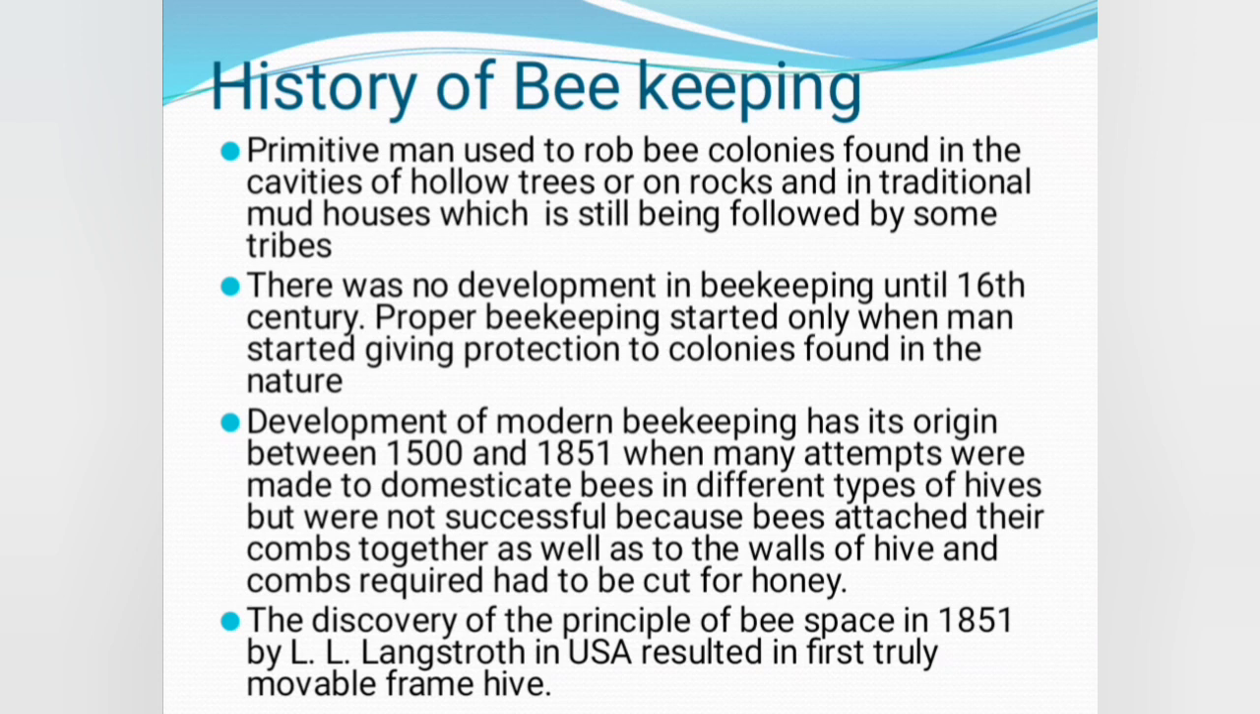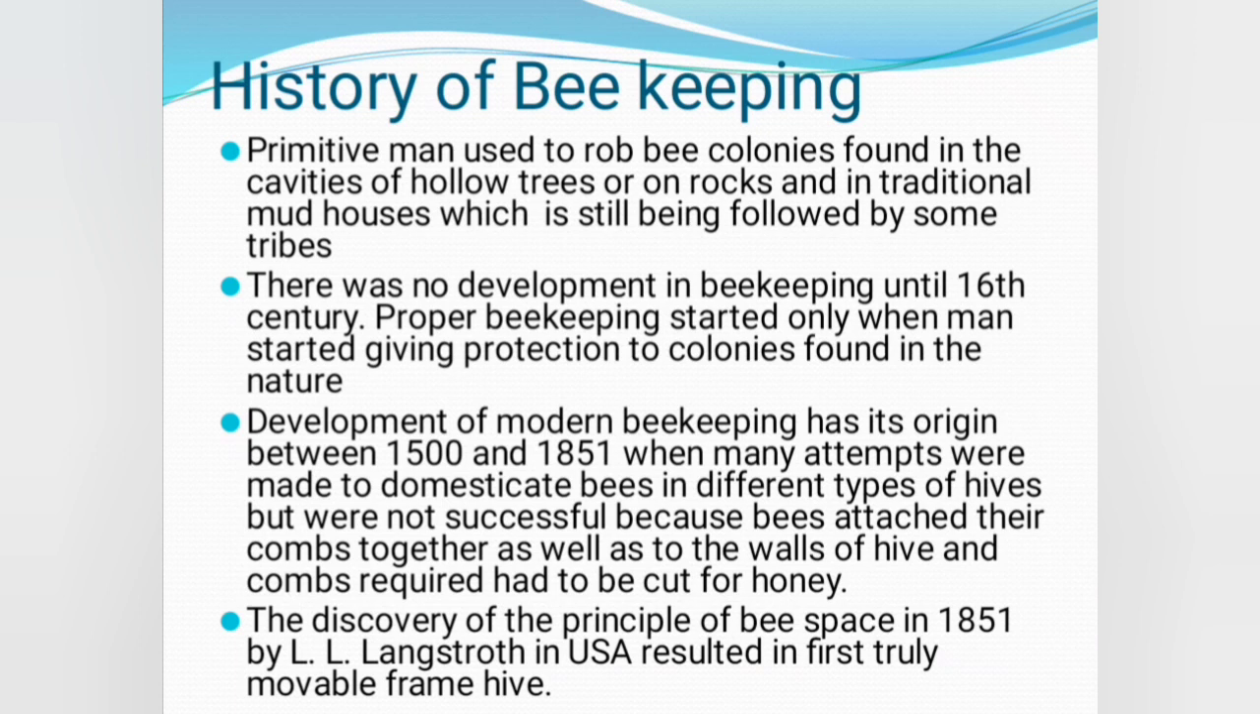Bee space is the optimum distance to be left between two adjacent comb surfaces in a beehive, which is essential for normal movement and functioning of the bees. It is too small for comb construction and too large for propolis deposition. It varies with honeybee species. If Indian bees are reared, the recommended bee space is 7 to 9 mm. If Italian bees are reared, the recommendation is 10 mm bee space.